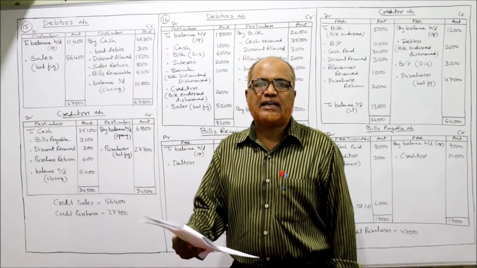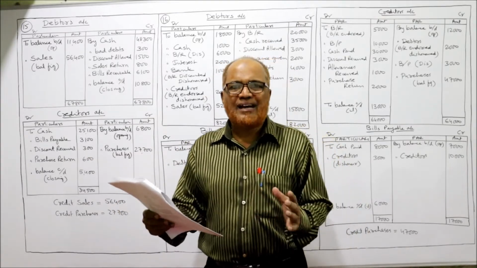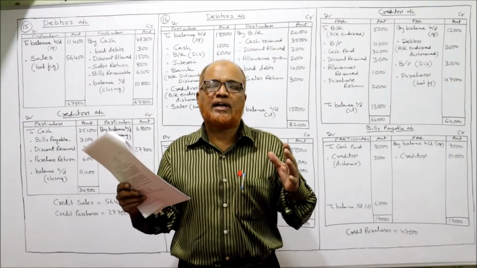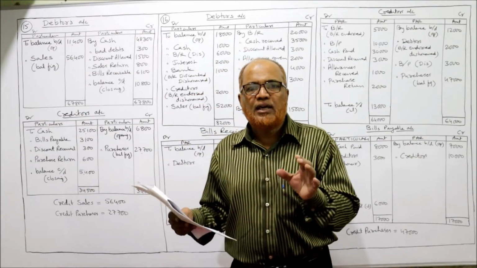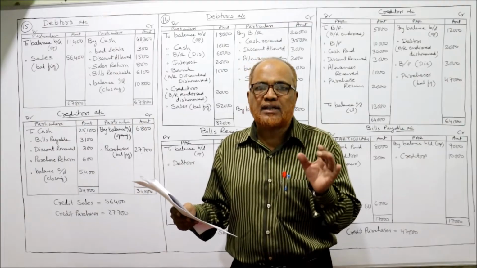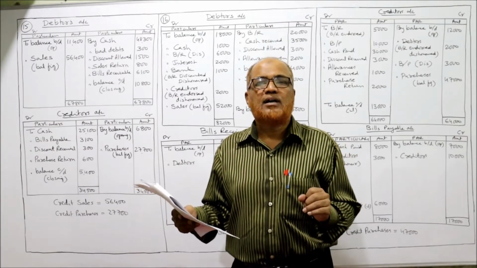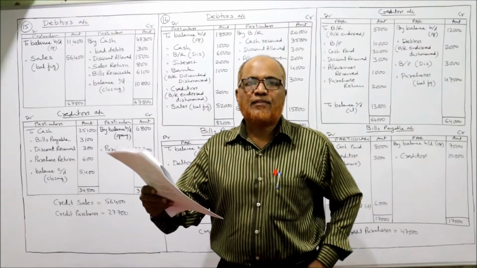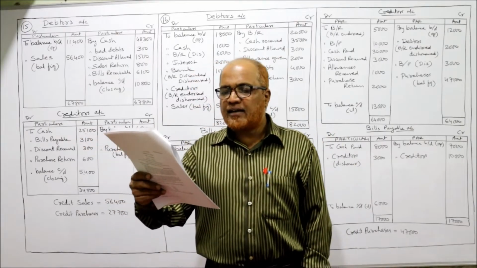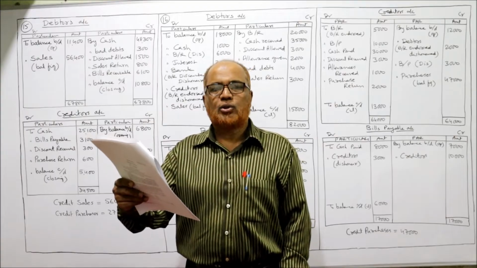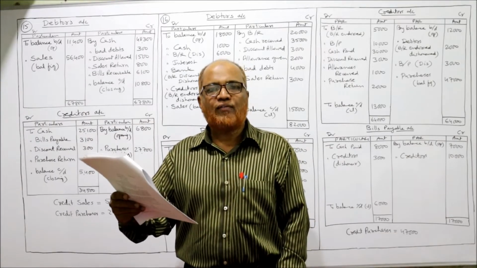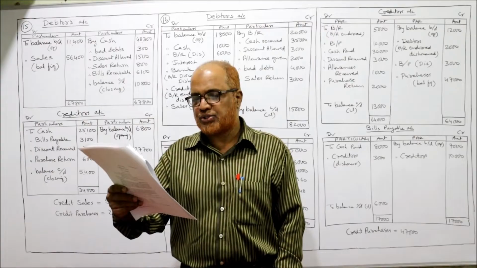Problem number 15. The 15th problem is entirely different. Here we are not required to make any statement of affairs or statement of profit or loss. Here we have to ascertain how much are the credit sales and how much are the credit purchases. See the 15th problem carefully. Ascertain credit sales and credit purchases from the following figures. So some data is given and we have to find out the credit sales and credit purchases.